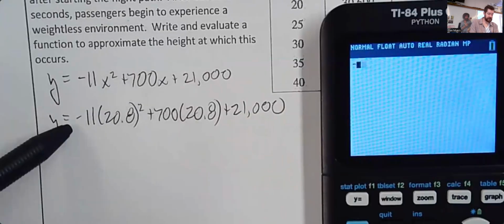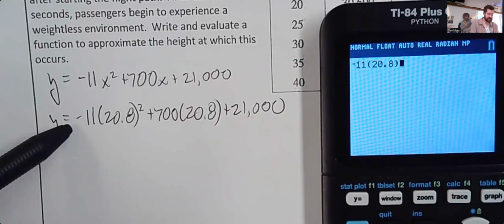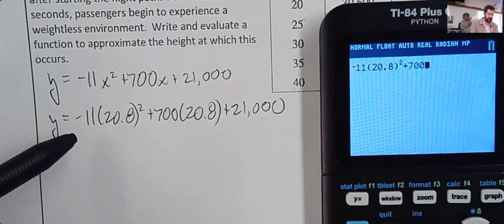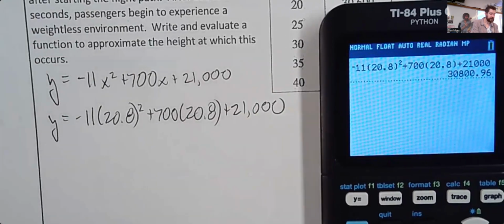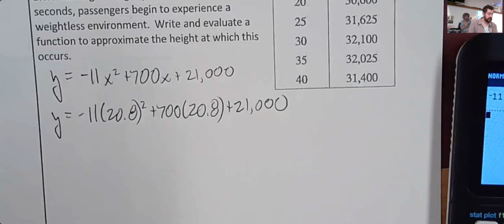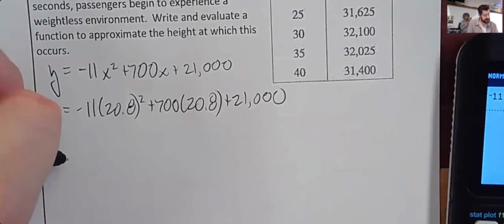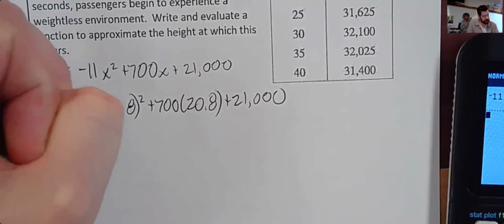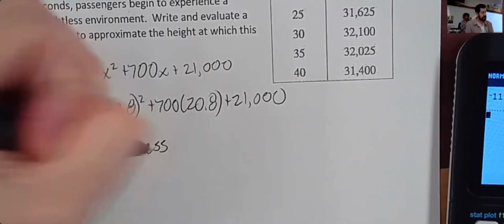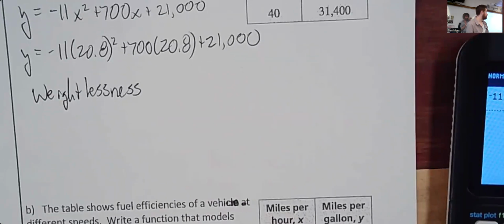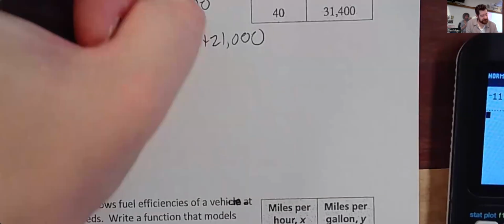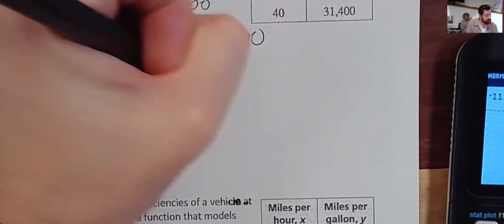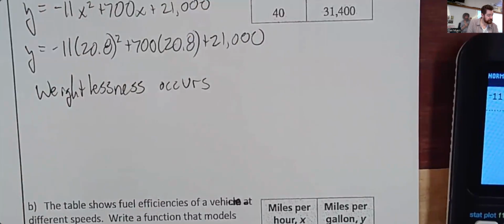All right, so negative 11, 20.8, close it up, square it, plus 700, 20.8, and then plus 21,000. All right. Approximate the height at which this occurs. So weightlessness. I don't know if I've ever actually written that word before. Weightlessness. Okay. Weightlessness occurs at what height?